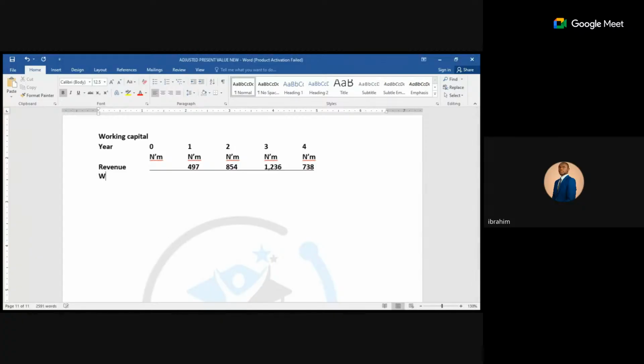So we have working capital to be how many percent? 20%. What is 20% of 497? 99.4. 99. I may approximate at the end. But since I'm using this, should I approximate now or later? Okay. What do you have here? 170.8. No, just give me the full figure. Okay, don't worry. 99.